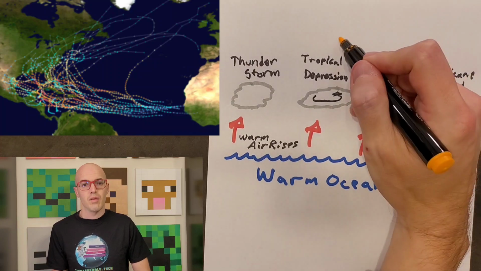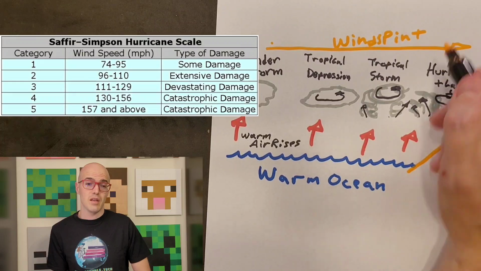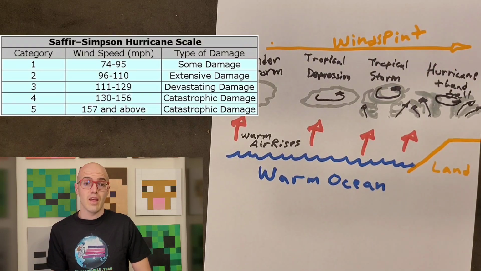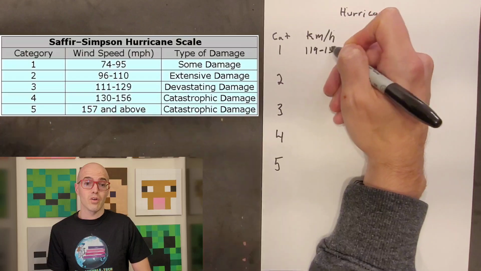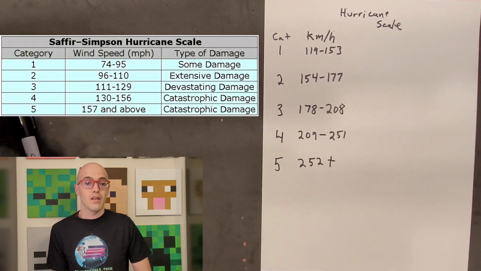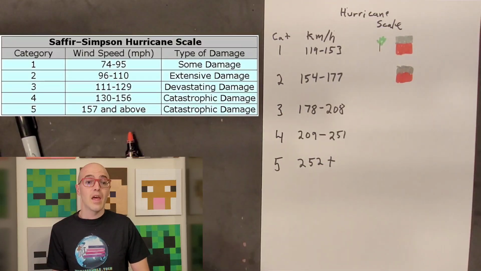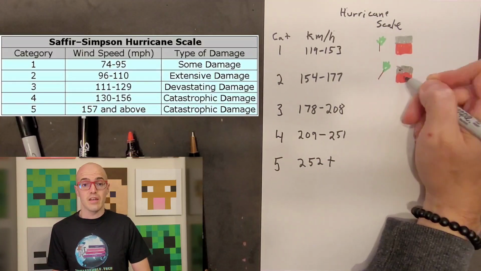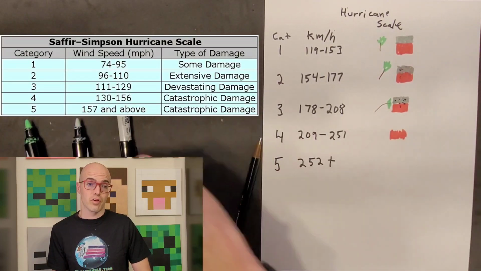Hurricanes are categorized based on the Saffir-Simpson scale, which classifies them according to wind speed. A Category 1 hurricane is 119 to 153 kilometers per hour. Category 2 is 154 to 177. Category 3 is 178 to 208. Category 4 is 209 to 251. And Category 5 is 252 and greater. As the hurricane intensifies, it can increase in category with stronger winds, more rain, and a larger storm surge.